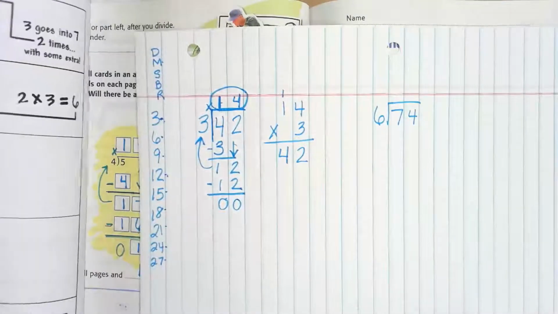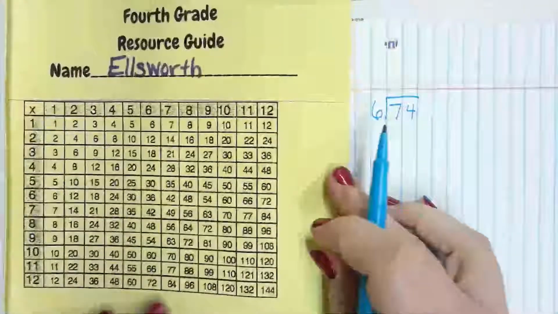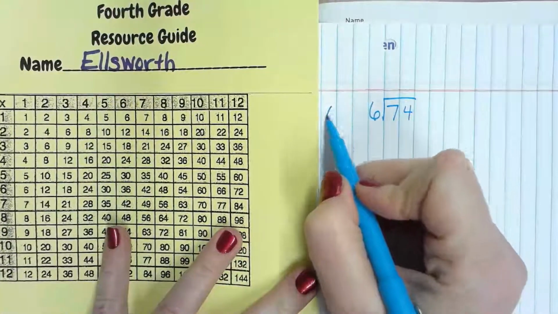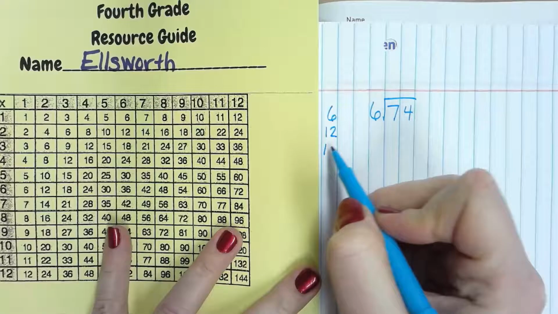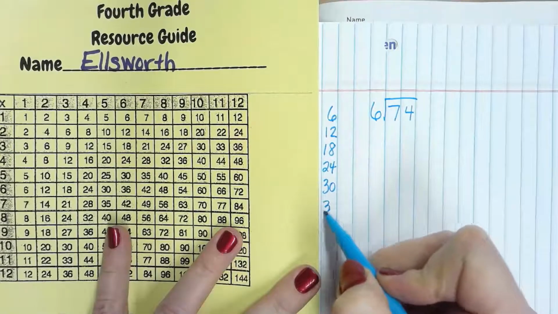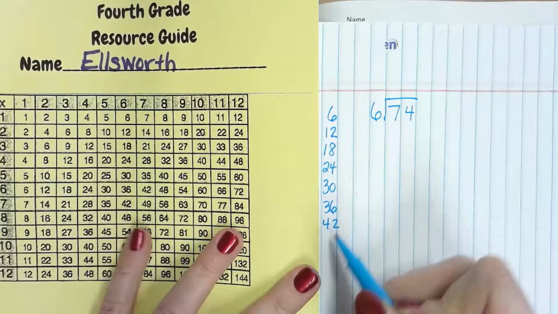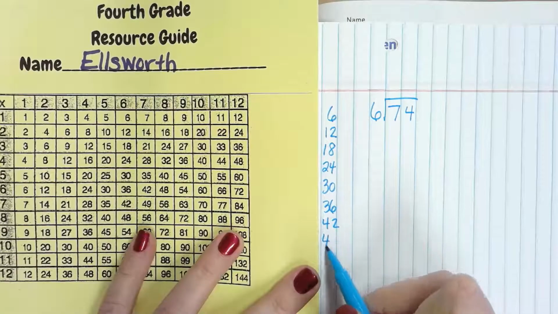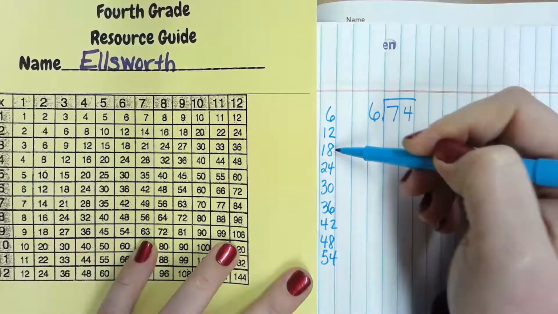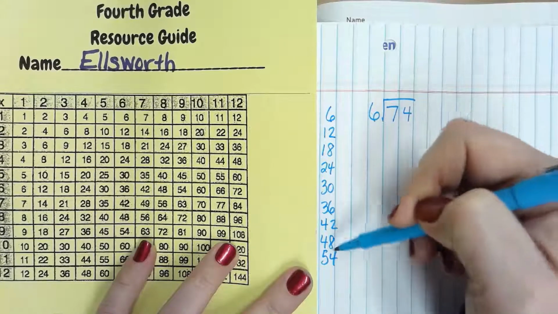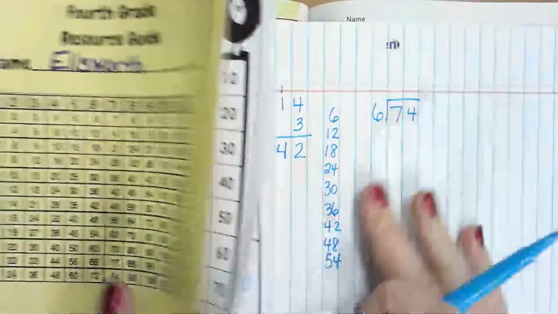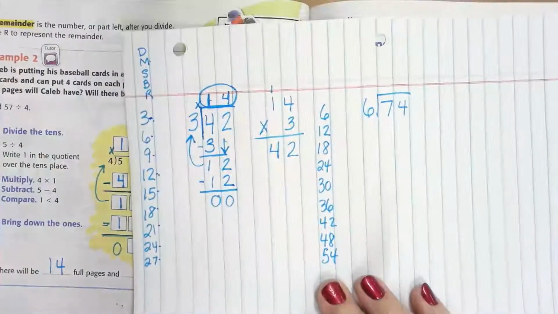Now for this one, my divisor is 6, so I need to know my 6's. Let's write them down. Let's skip count by 6. 6, 12, 18, 24, 30, 36, 42, 48, 54. So 6 times 1, 2, 3, 4, 5, 6, 7, 8, and 9, all the way. Okay, now remember, use those steps again. Dad, mom, sister, brother, Rover.